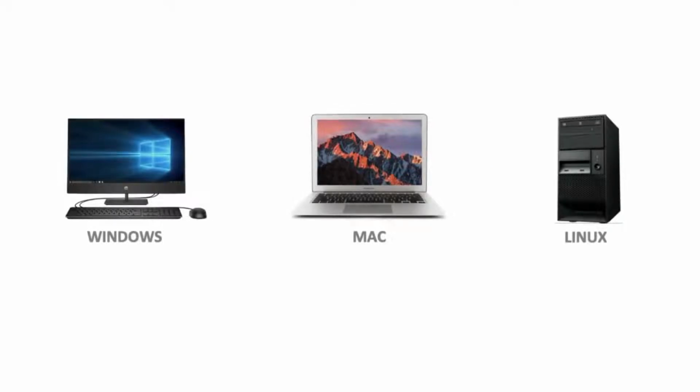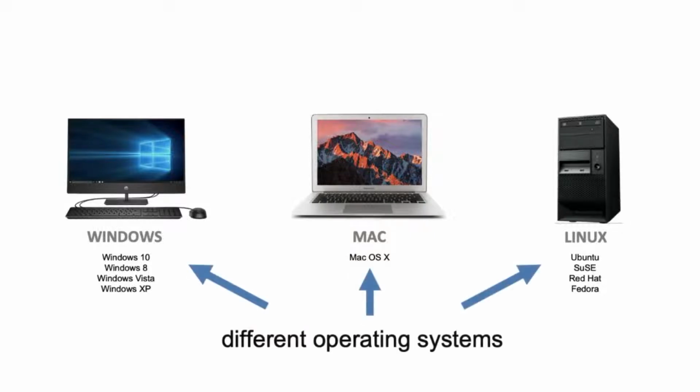Now going back to these three computers we saw before, you can have different operating systems on them. So if you have a Windows machine, you might have Windows 10 on there, Windows 8, Windows Vista, Windows XP. Those are different versions of the Windows operating system. If you're on a Mac, like I am, you'll have Mac OS 10. And on Linux servers, you're going to have something like Ubuntu, SUSE Linux, Red Hat, or Fedora. The key point here, though, is that these three machines each have different operating systems installed on them.